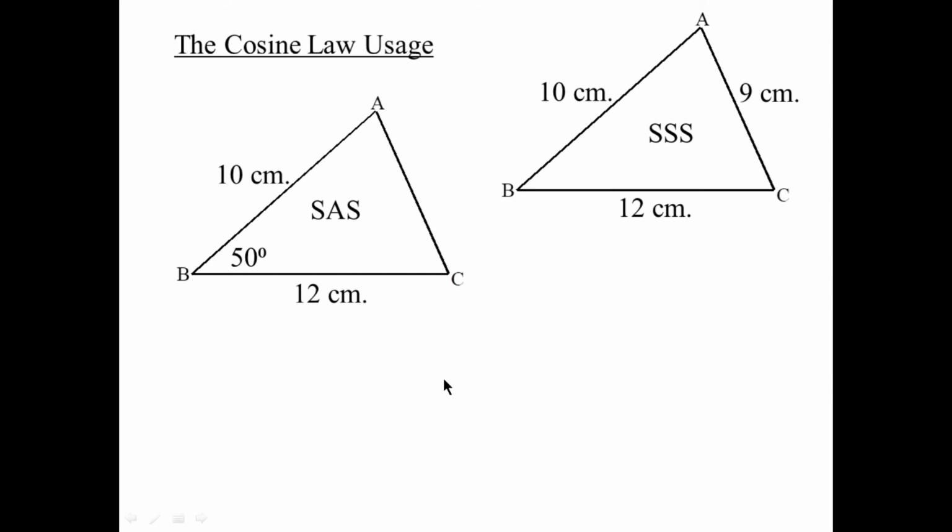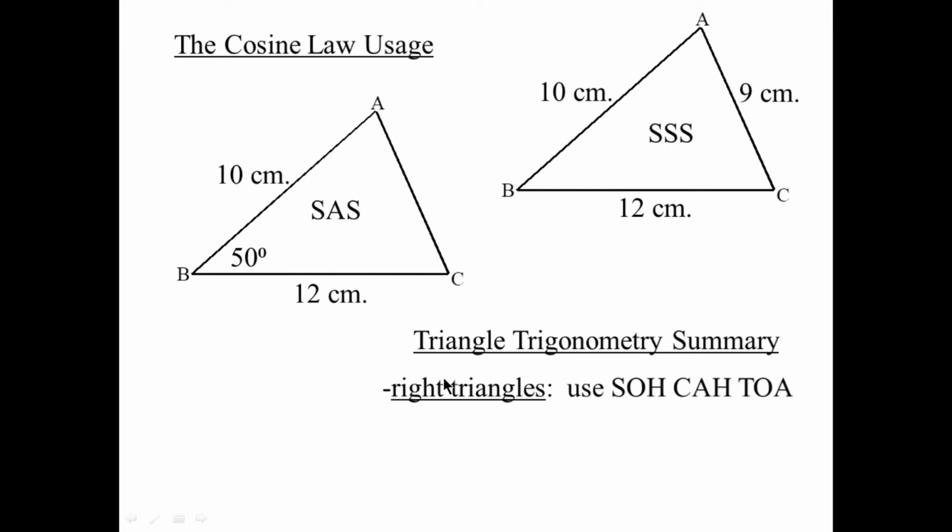In summary, triangle trigonometry summary. If it's a right angle triangle you're working with, you don't need a sine law, you don't need a cos law, just use SOHCAHTOA, basic grade 10 trig for right angle triangles.